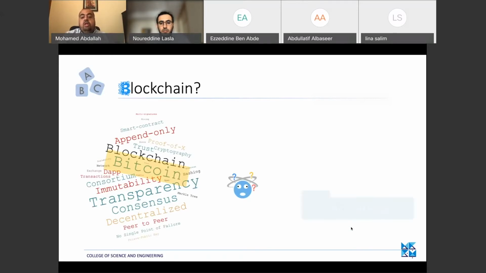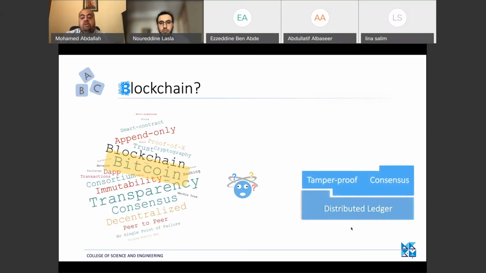As we said, blockchain is first of all a distributed ledger, as we mentioned before. And it has the following two main features. The first feature is tamper-proof: any data stored in the distributed ledger cannot be modified, or if it can be modified, it will be easily detected. The second nice feature of this distributed ledger is consensus. It means all the users should agree, through a technique, on what kind of transaction should be added to this distributed ledger.